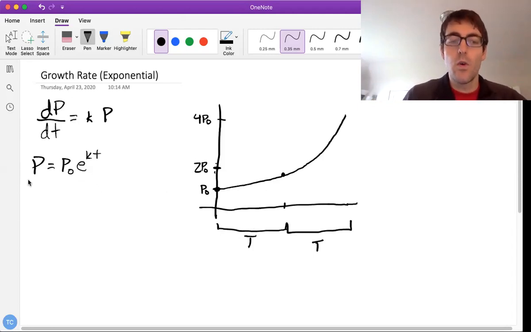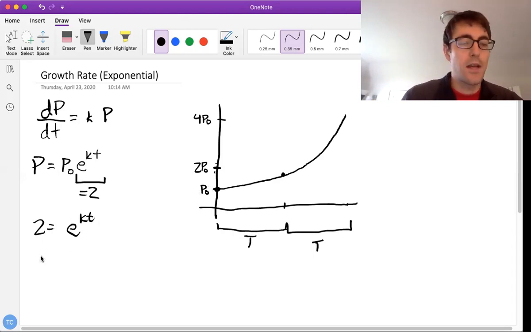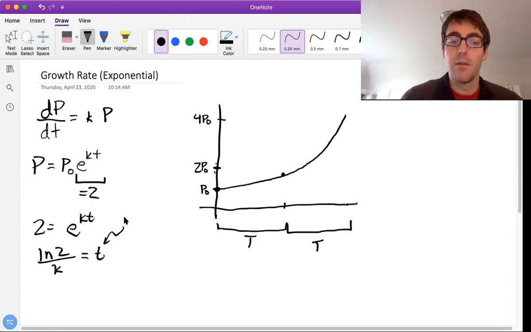And the question is, all right, when is the population twice its initial value? Well, that's going to occur when this portion of our equation equals 2. So we can just solve 2 equals e to the power of kT, take the natural log of both sides, and we're looking for a time, so we're going to divide by k, and that's going to give us some time T, which is going to be our doubling time.